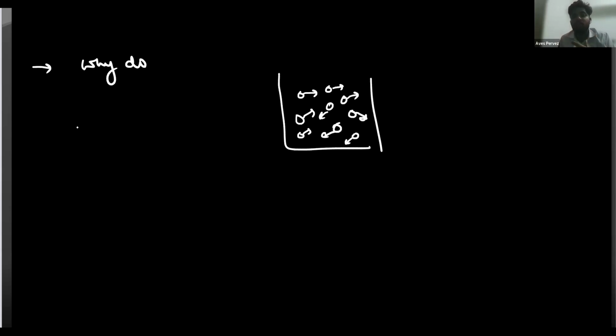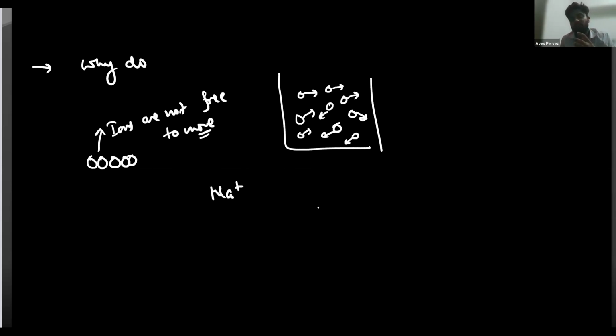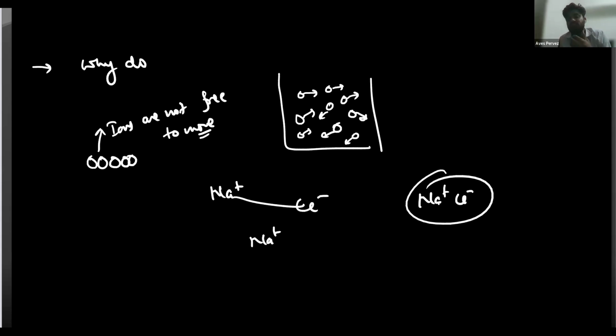Similarly, why are they not able to conduct electricity? The answer is the same: because their ions are not free to move. Ions are responsible for carrying electricity, for conduction. If they are not free, they are tightly bonded together. Na is attracted to Cl minus. So you will write that the positively charged and negatively charged ions are held together, tightly bonded, so they are not free to move and not able to conduct electricity.